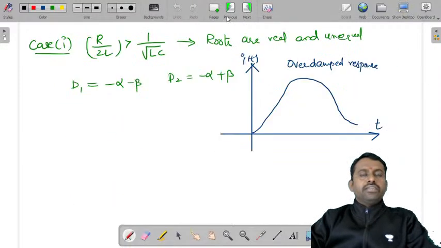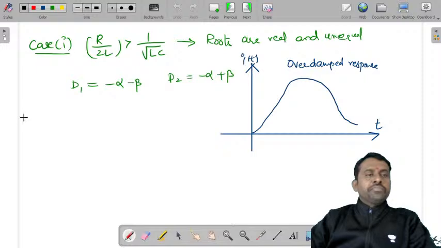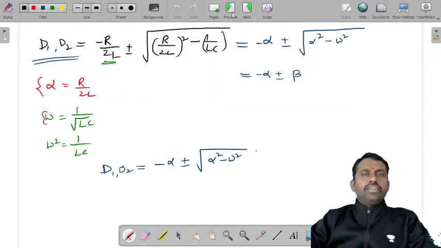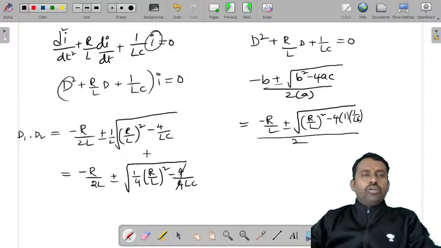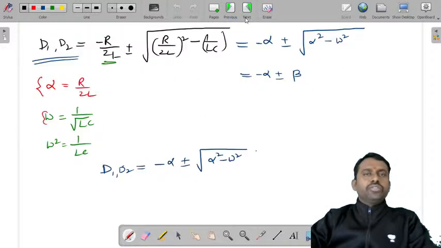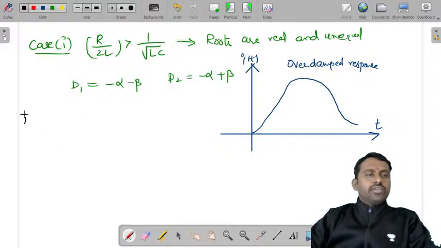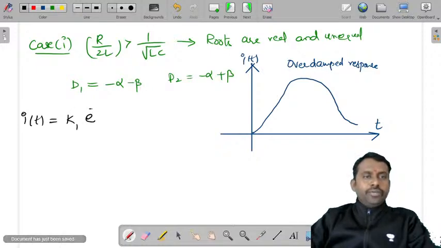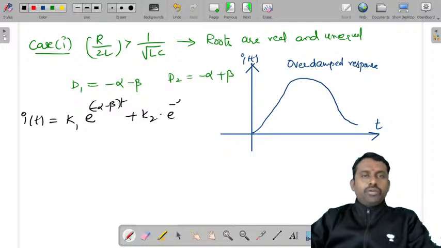Now let's try to write the solutions for all these. See, this is for i, so this solution is to be written for i. So i complementary we are trying to find. These are the different roots. So what is i complementary for all these cases? When roots are real and distinct, i(t) is k1 into e power minus alpha minus beta into t plus k2 into e power minus alpha plus beta into t. So this is an exponential function.